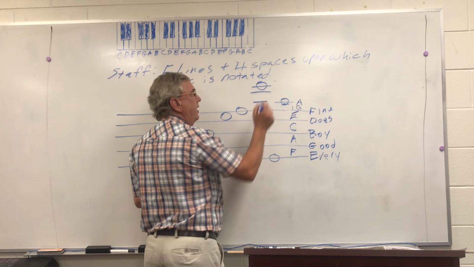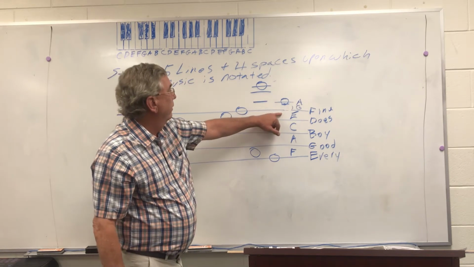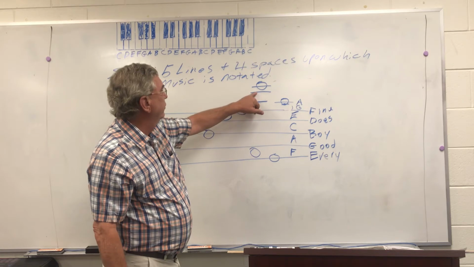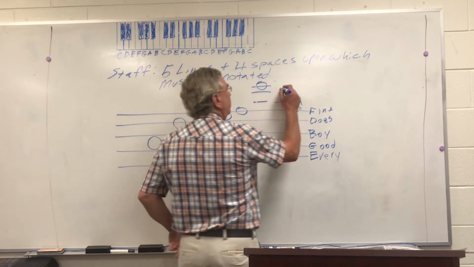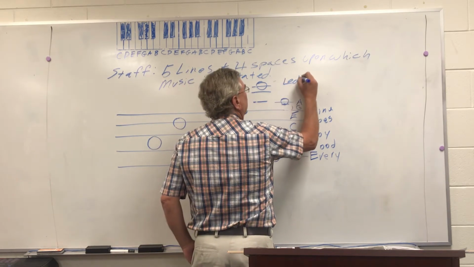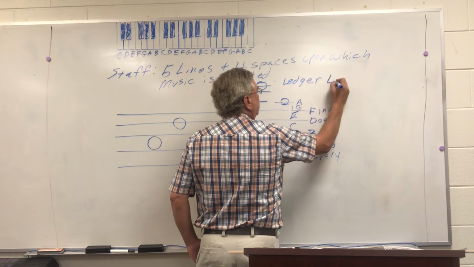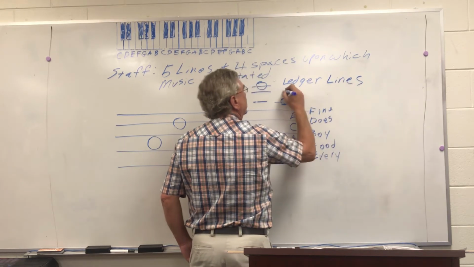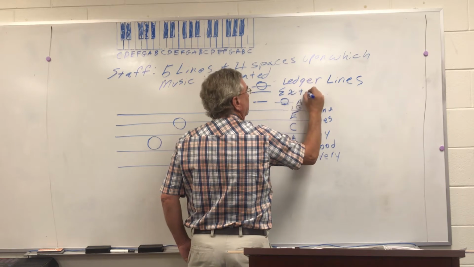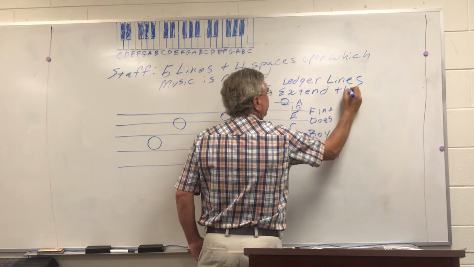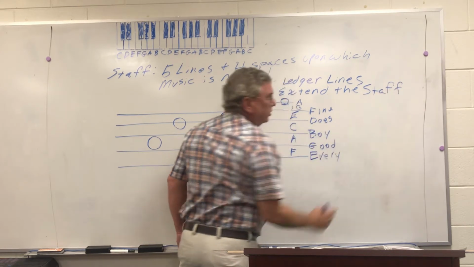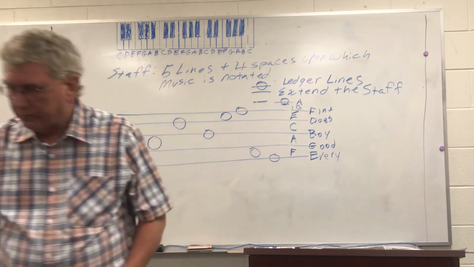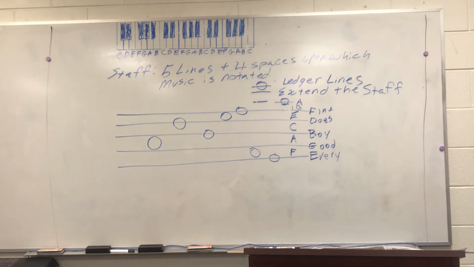Let's say we wanted to play that note. How do we figure it out? F, G, A, B, C, D, E. That is a really high E. These lines are called ledger lines. Ledger lines extend the staff. Now, we also have ledger lines that can go below the staff.